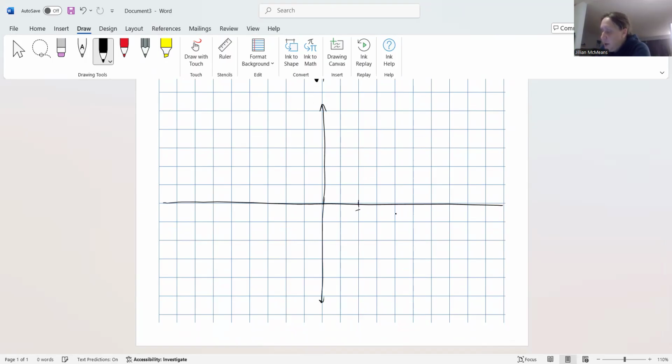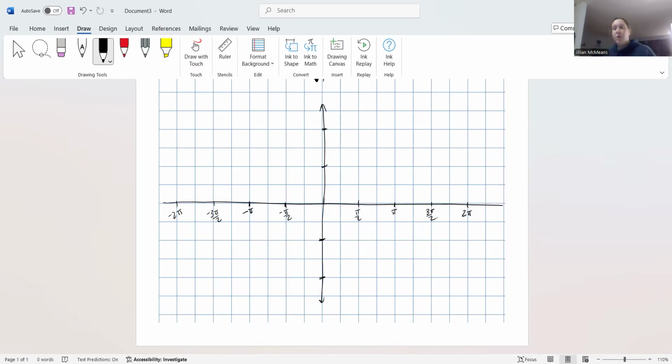We're going to say this is pi over 2. That makes this pi. This is going to be 3 pi over 2, which makes this 2 pi. We'll say this is negative pi over 2, negative pi, negative 3 pi over 2, and negative 2 pi. Okay? And then we'll say we're going to go 1, 2, 1, 2.